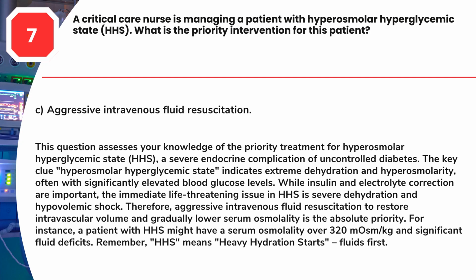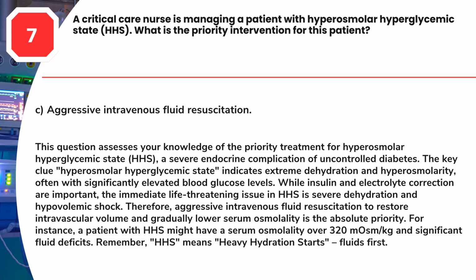Answer C. Aggressive intravenous fluid resuscitation. This question assesses your knowledge of the priority treatment for hyperosmolar hyperglycemic state, HHS, a severe endocrine complication of uncontrolled diabetes. The key clue, hyperosmolar hyperglycemic state, indicates extreme dehydration and hyperosmolarity, often with significantly elevated blood glucose levels. While insulin and electrolyte correction are important, the immediate life-threatening issue in HHS is severe dehydration and hypovolemic shock.